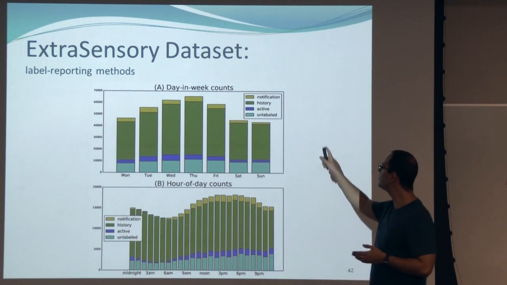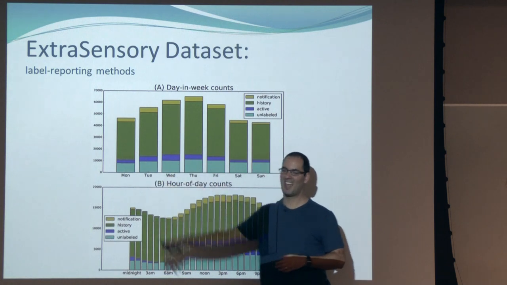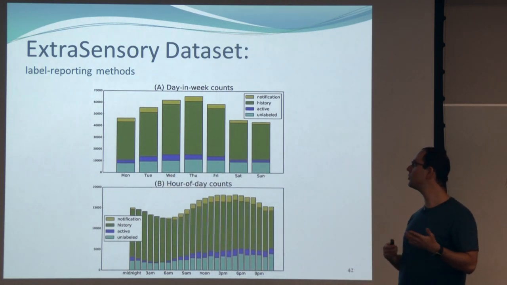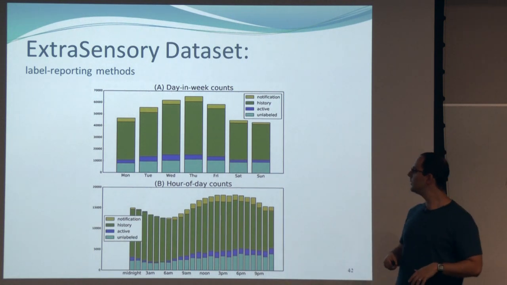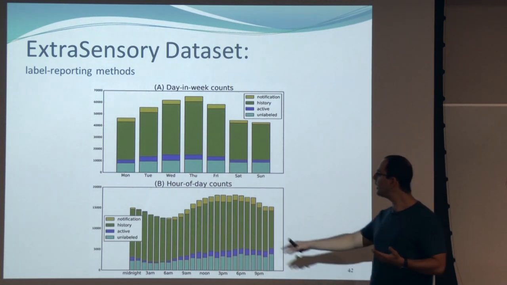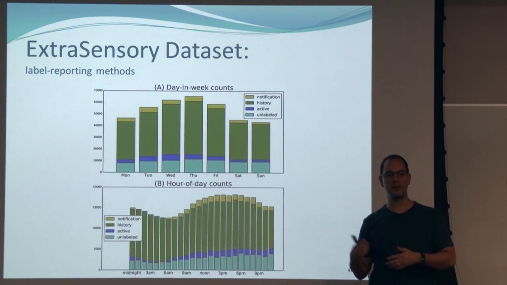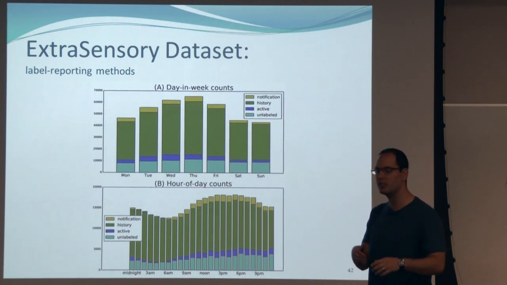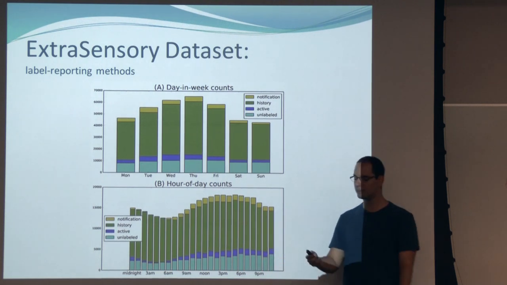Overall, the history tab, marked here in the yellow, in the green, was the most popular mechanism to report. It yielded the most labeled minutes. But on peak hours, like afternoon and evening hours, people utilized more the other mechanisms, like marking on the watch to confirm notifications, or using the active feedback to report what you're about to do.